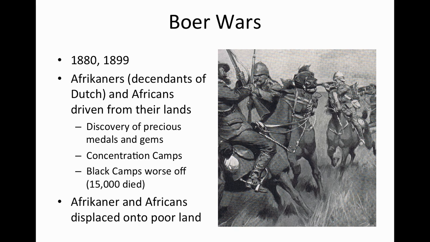So the Afrikaners and Africans over time were being driven from their lands by the British, mostly because of the discovery of diamonds and other gems and precious metals. The British put many of these people into concentration camps. 15,000 died. The black camps were much worse off than the white camps. But either way, any resistance was met again with force by the British. And eventually the Afrikaners and the Africans were put onto poor locations. So just another example of really the oppressive British policies to kind of control really every colony, including South Africa.